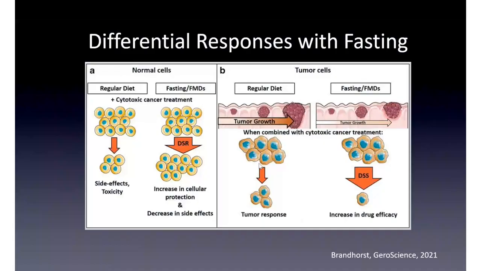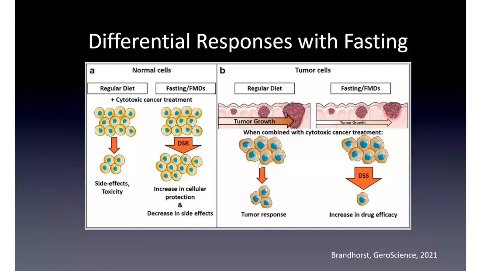This is a graphic looking at the differential responses with fasting or fasting mimicking diets. And in the first section, you see these are normal cells using either a regular diet or fasting mimicking diets with chemotherapy. And you can see in the regular diet, many cells are killed with the chemotherapy, which leads to side effects. But if those normal cells are in a fasting mimicking state, then they actually survive far better. So there's more cellular protection, there's a decrease in side effects.